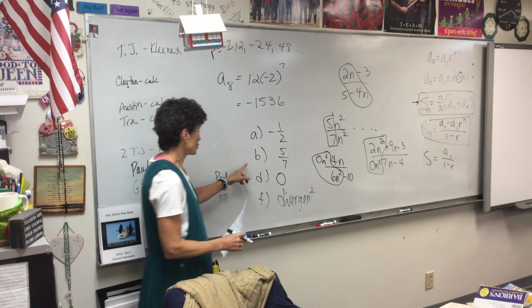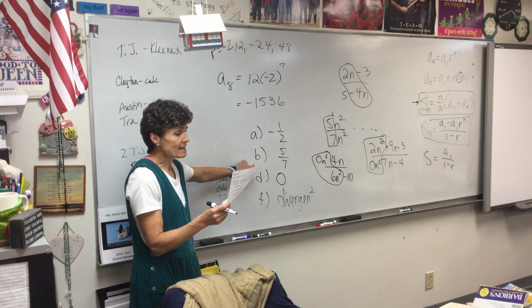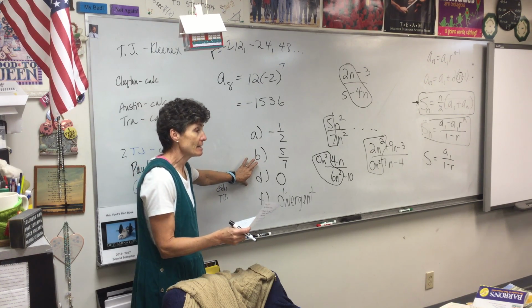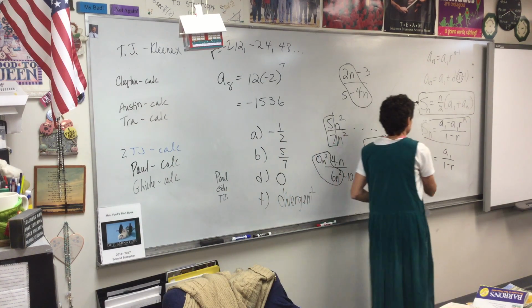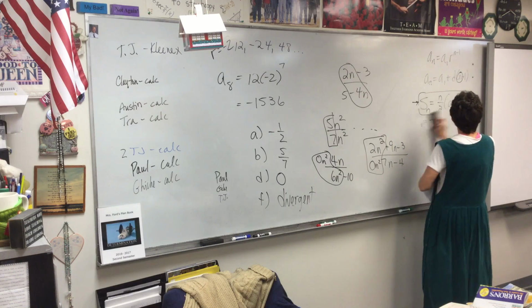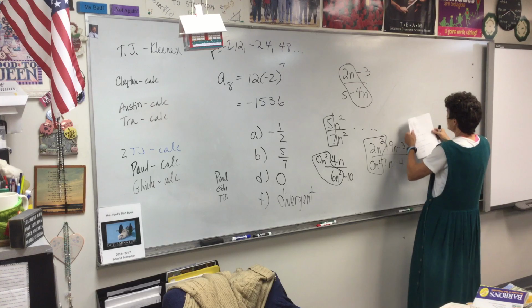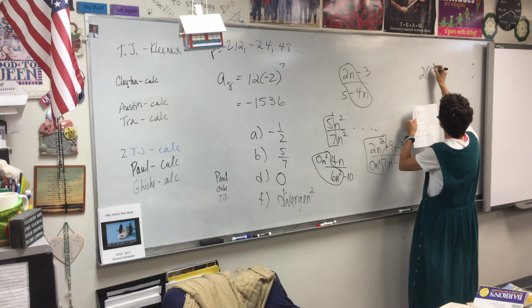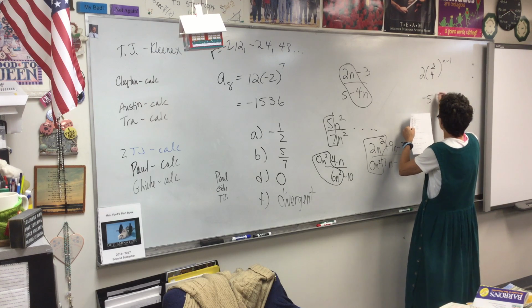Now, we need to finish the other 2. Problems C and E are the same kind of problem. Not this kind, they're a different kind, but they're like each other. C and E. Does anybody remember the rule for this kind of problem? No.